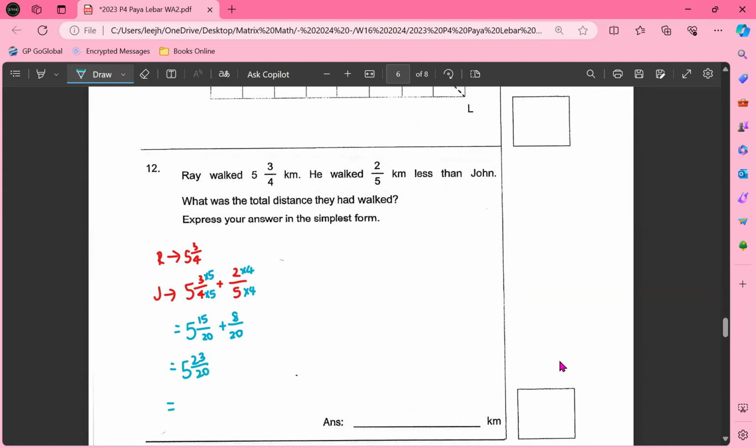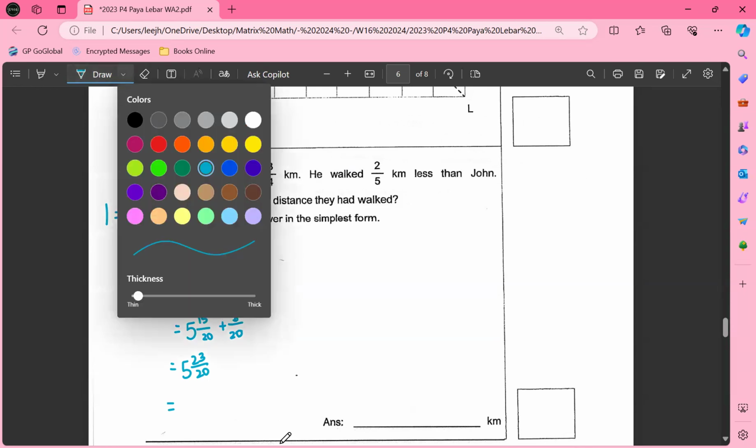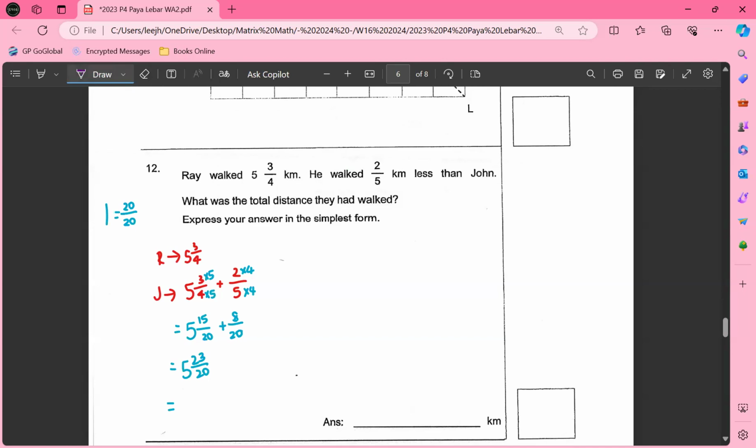This is more than one whole. What is one whole? It depends on your denominator. So one whole is actually 20/20 in this case. So I'm going to take 20/20 out and group it to the whole number here. So you take 20/20 out, right? Okay, I think I write it down here. 5 wholes, 23/20. One whole is 20/20, right?